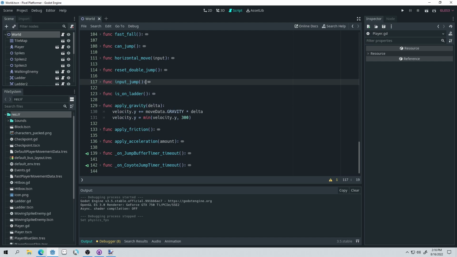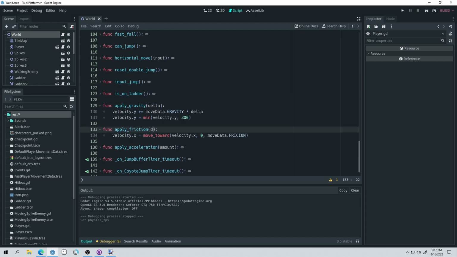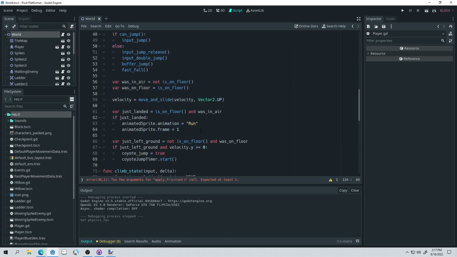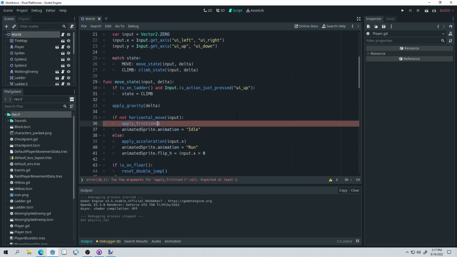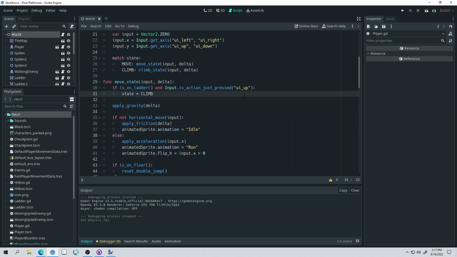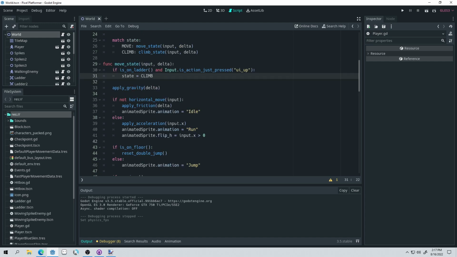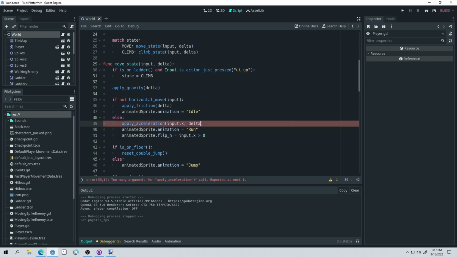Okay. We also need to do this with friction. Delta times delta right here. Now we're getting an error because we're not passing it into our friction, so we need to come up here and pass in delta. We also need to do it with our acceleration because both friction and acceleration represent a change in velocity over time, over multiple frames. So for our acceleration, we'll pass in delta.